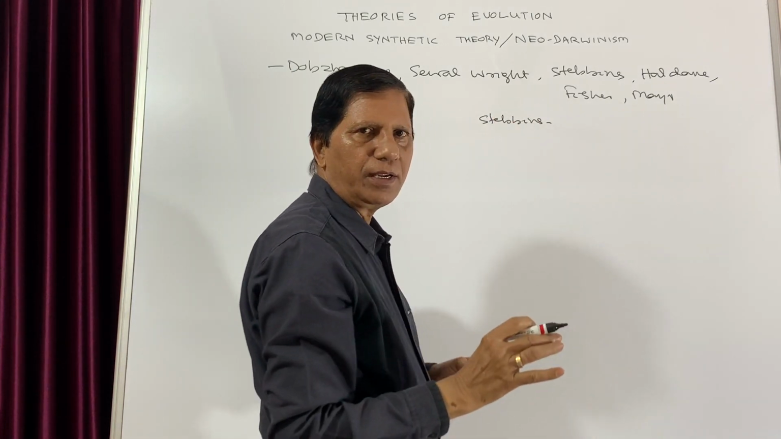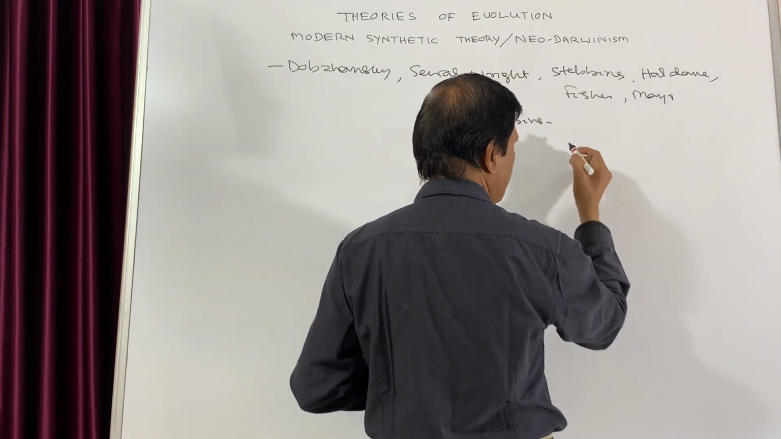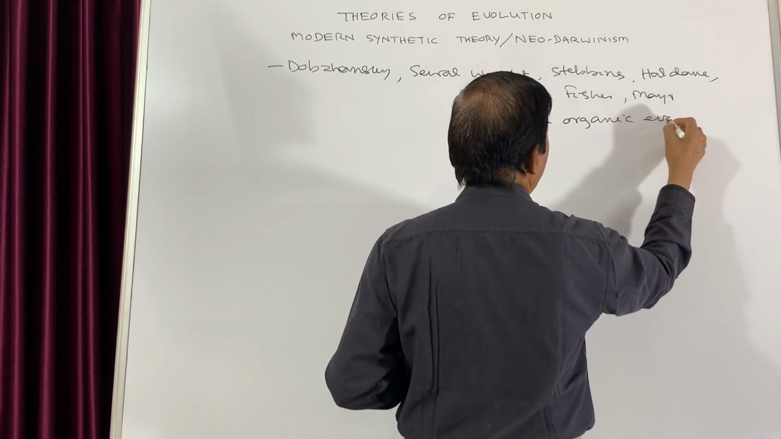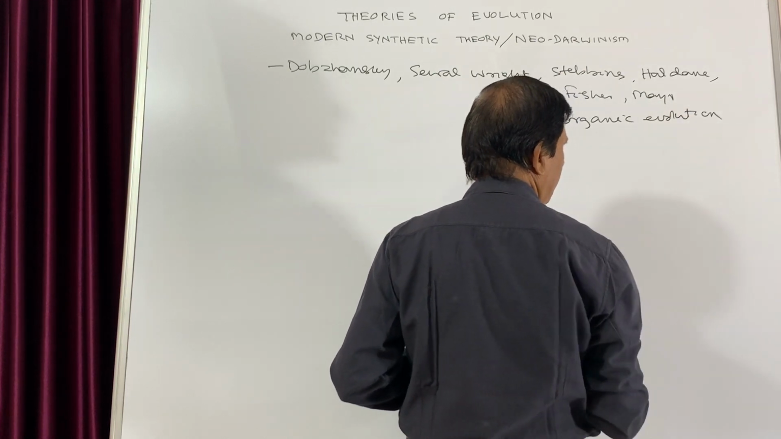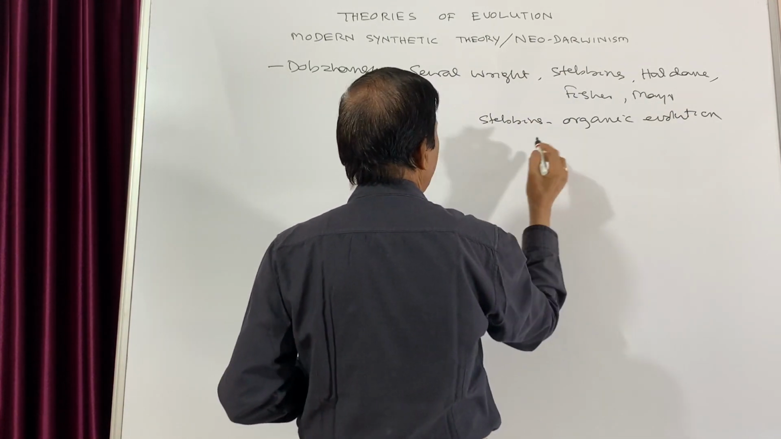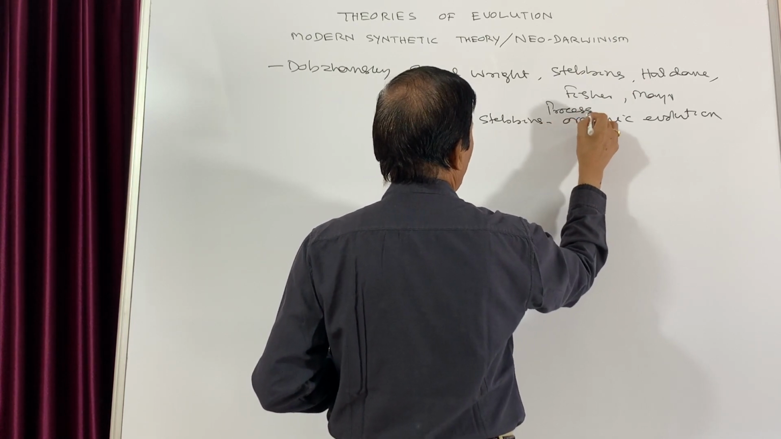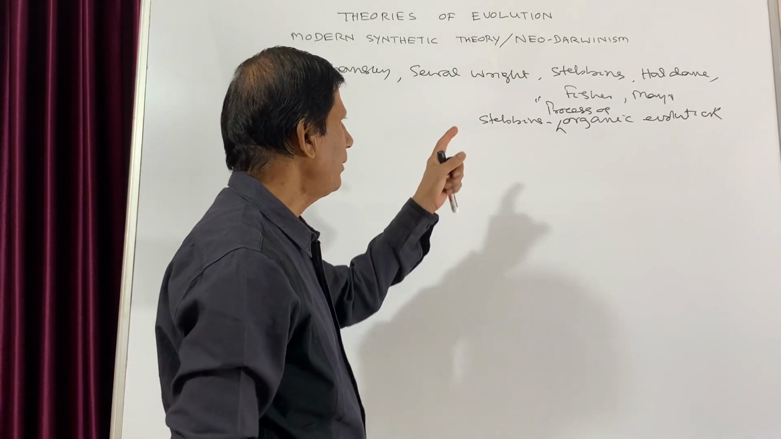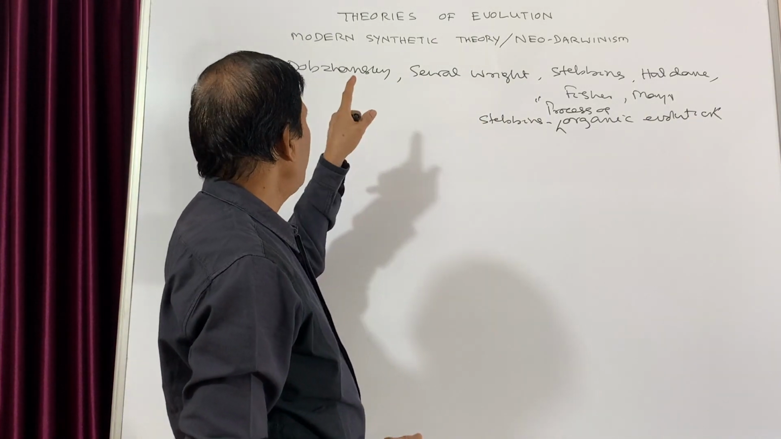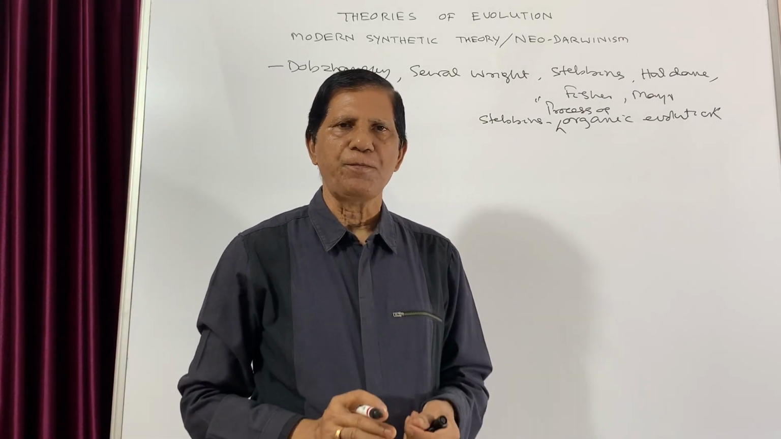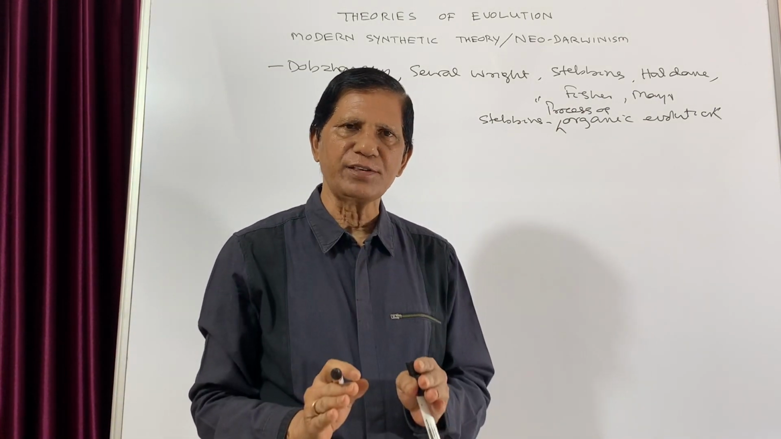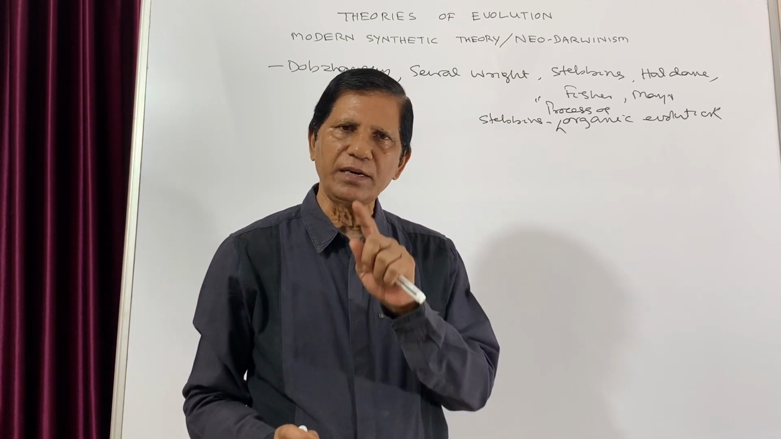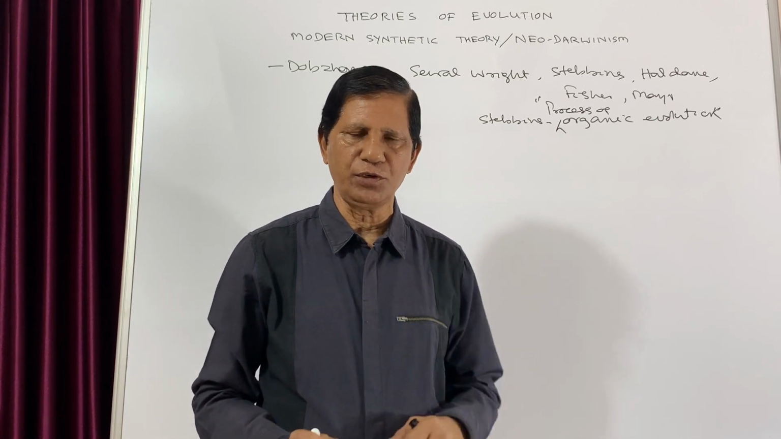So these scientists have contributed to this modern synthetic theory, and ultimately Stebbins wrote the entire theory in the form of a book, and that book is known as Organic Evolution, or the Process of Organic Evolution. This is the name of the book written by Stebbins. So the modern theory is also known as Neo-Darwinism. Now, what is the basic difference between the theory of Charles Darwin and this modern theory or Neo-Darwinism? That we must know first, then we will proceed to the theory.